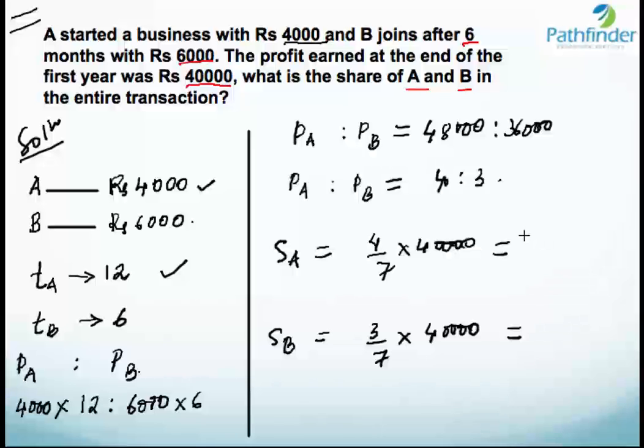So we have the share of A as rupees 1,60,000 divided by 7, and for share of B we have 1,20,000 divided by 7 rupees.